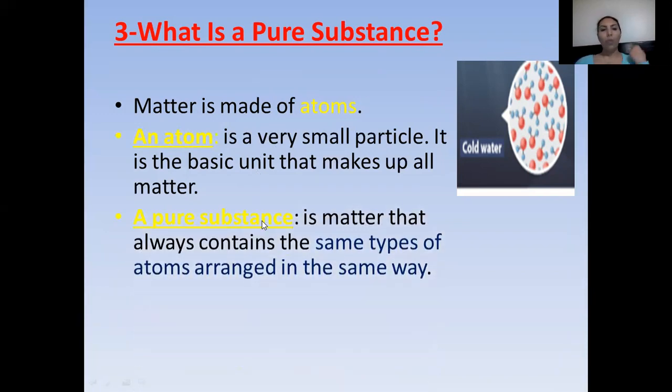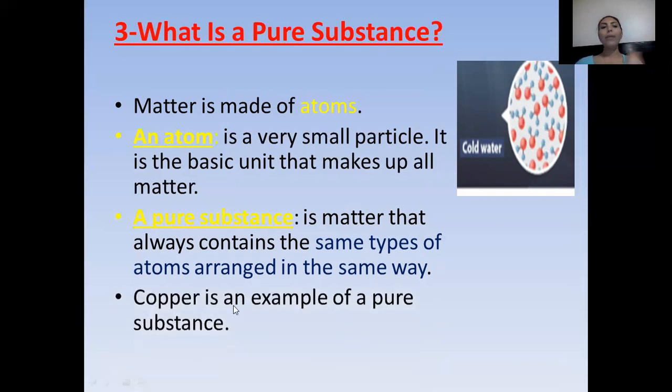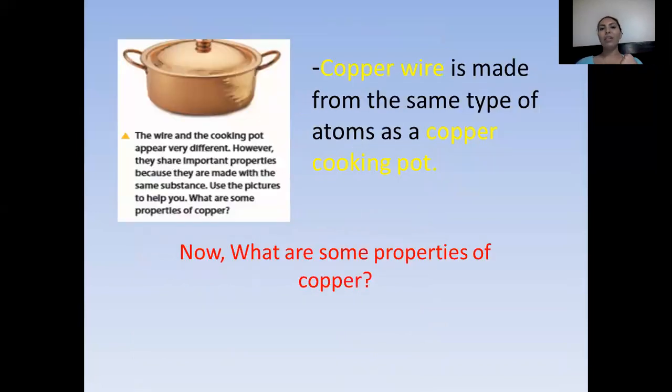And now we can identify a pure substance: it is matter that always contains the same types of atoms arranged in the same way. Like here, we can say pure water because all atoms are arranged in a similar way. Copper is also an example of a pure substance. Now can you tell me another example of a pure substance? Yes, like gold, like iron.